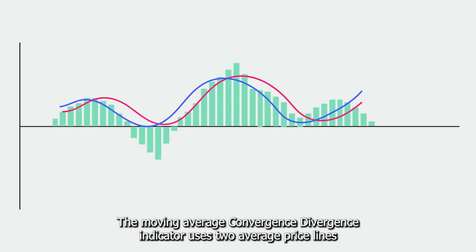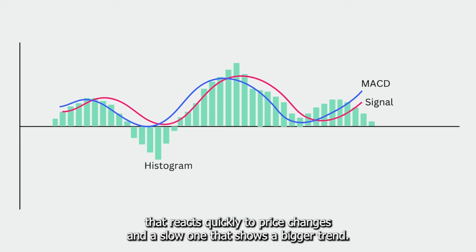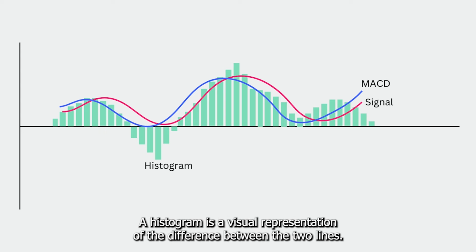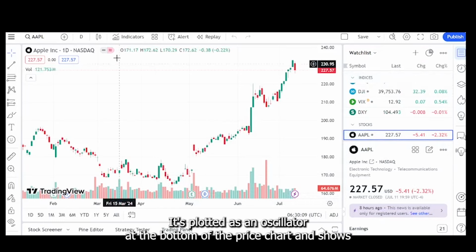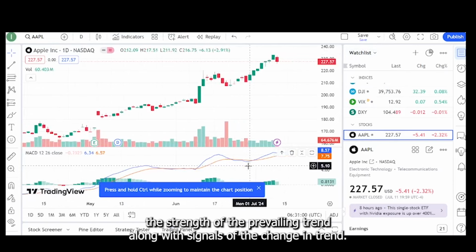The Moving Average Convergence Divergence indicator uses two average price lines and a histogram. A fast one that reacts quickly to price changes and a slow one that shows a bigger trend. A histogram is a visual representation of the difference between the two lines. It's plotted as an oscillator at the bottom of the price chart and shows the strength of the prevailing trend along with signals of the change in trend.